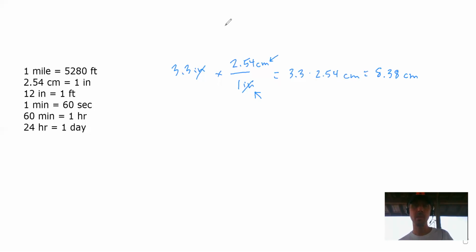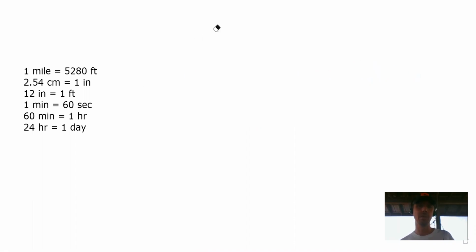Okay, so let's try something that's kind of a multi-step. Well, let me do one more simple one. I want to show you another way to write that multiplication problem there. That to me is, especially when you're doing multiple unit conversions in one step, this makes it a little bit simpler.